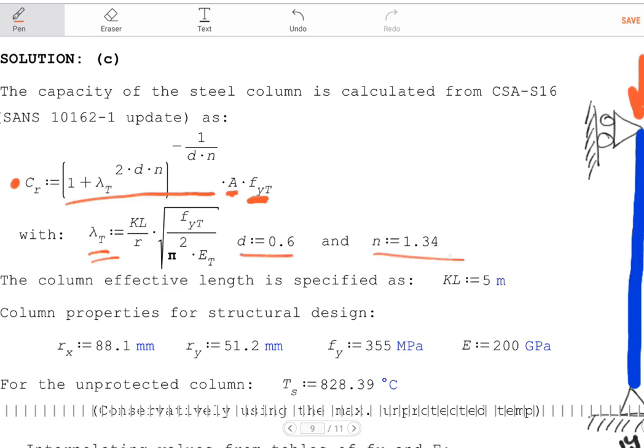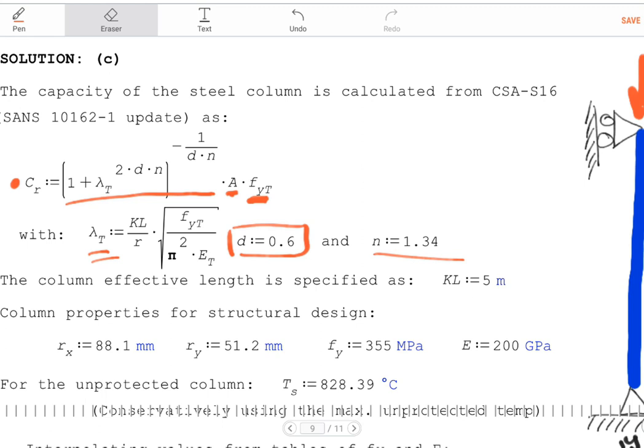And we've got two empirical factors. This factor, D equals 0.6, that's different. You don't normally see that with ambient temperature design. And also at ambient temperature, we normally have a phi factor, a partial factor, in front. At the fire limit state, we have a factor of safety of one on materials, so therefore it disappears. It is there, it's just set as one, so you don't see it.